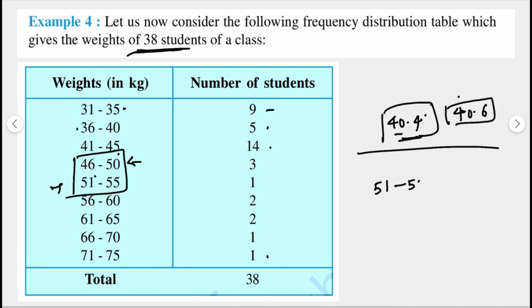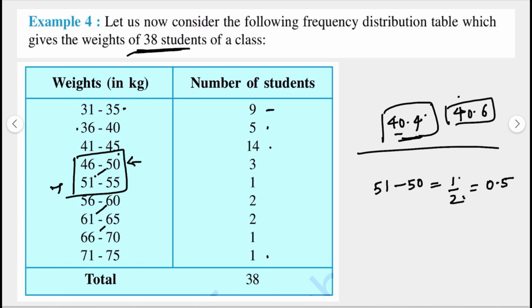So 51 minus 50 will give us 1, and we always divide this by 2. Every time you have to find the difference of these two numbers and divide by 2. You can also choose 60, 61, or 65 and 66. We are taking 51 and 50, so the difference of the two is 1. We divide this by 2, so we'll get the result as 0.5.